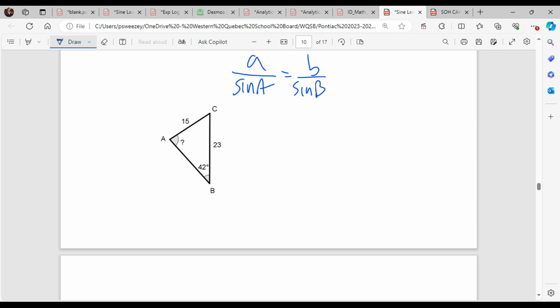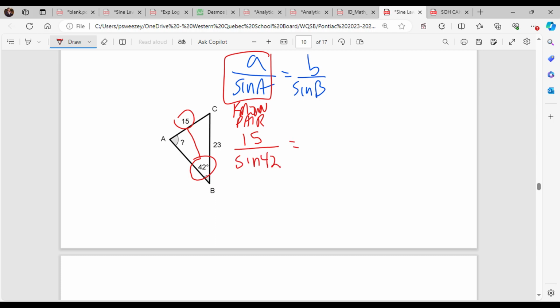The way we use it is going to be different, but when I look for an unknown angle, it's still the same formula, and I'm still always looking for a known pair. I always have to get that before I do anything else. So the 15 and the 42, that's my known pair in this case. So I've got 15 over sine 42 is equal to, well, what am I looking for? I'm looking for that angle, not a side length now, but I know that angle is paired with that side length of 23. So I'm going to look for this angle right here, B.